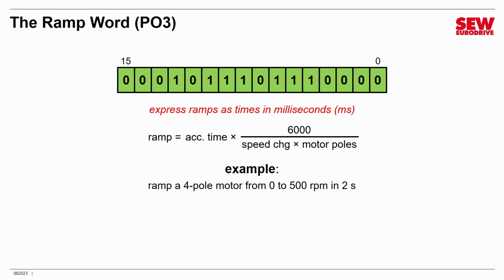Let me give you an example here. Let's say we have a 4-pole motor. We want to do a 500 RPM speed change. In other words, go from 0 to 500 RPM. And we want to do that in 2 seconds.